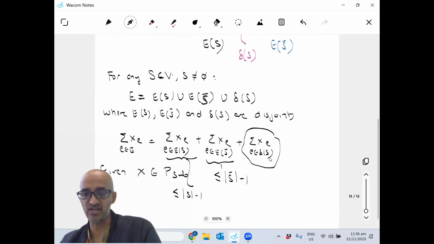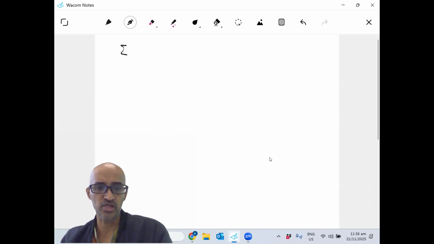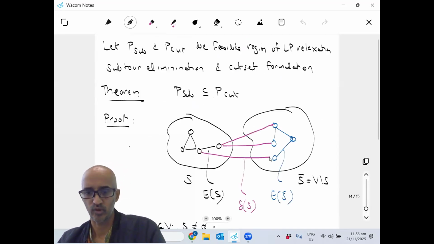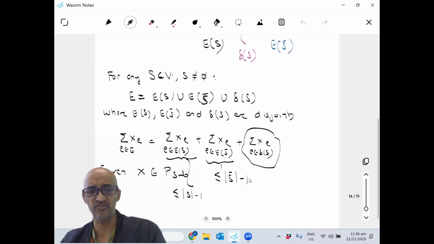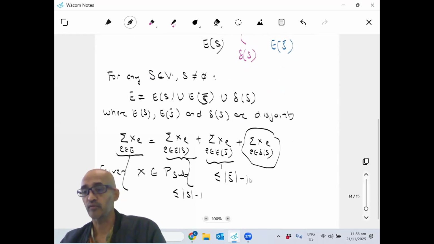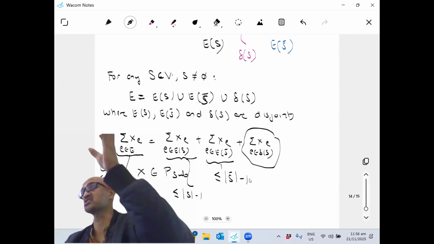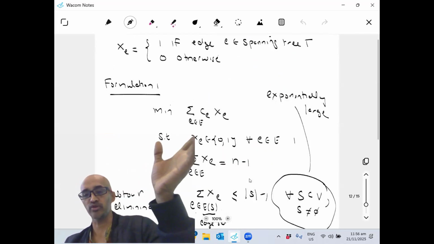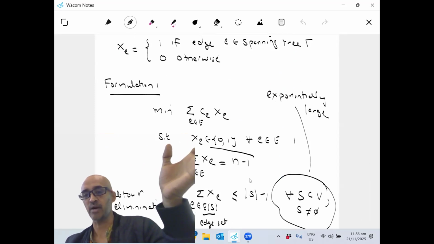So if I just write this down, the summation, and what is the total number of edges in the graph? The total number of edges might be any number, but if I add up all the x's over all the edges in the graph, what do they satisfy? n minus 1.